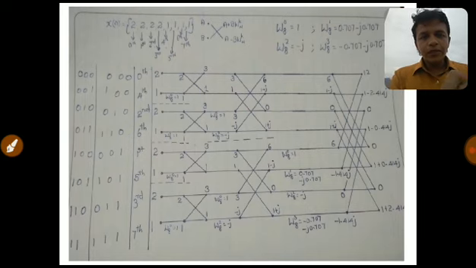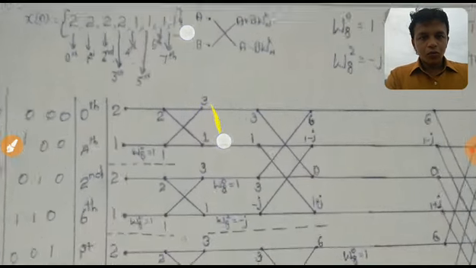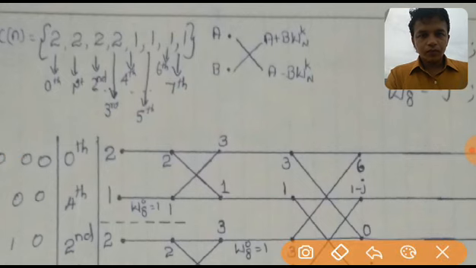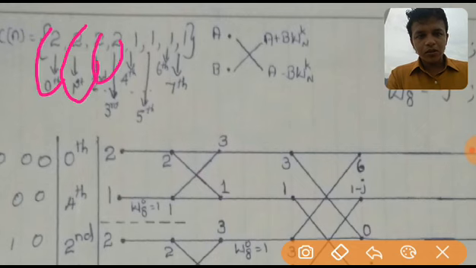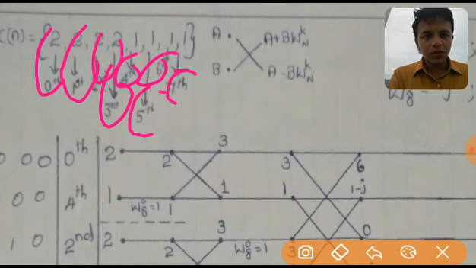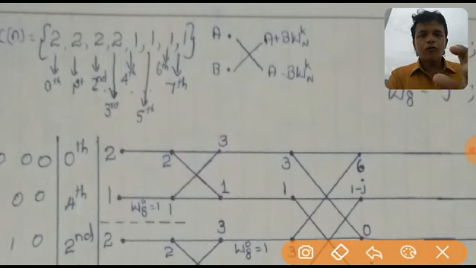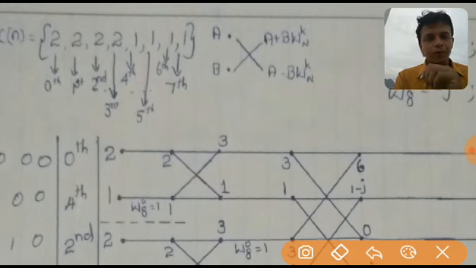Now, to proceed with decimation in time, we have to arrange the sequence in bit reversal order. So the explanation proceeds here. Here are the samples: 2 2 2 2, 1 1 1 1. The 0th element is 2, first element is 2, second element is 2, third element is 2, fourth element is 1, fifth element is 1, sixth element is 1, and seventh element is 1. Here we are focusing on the place value, the position of these sample points.